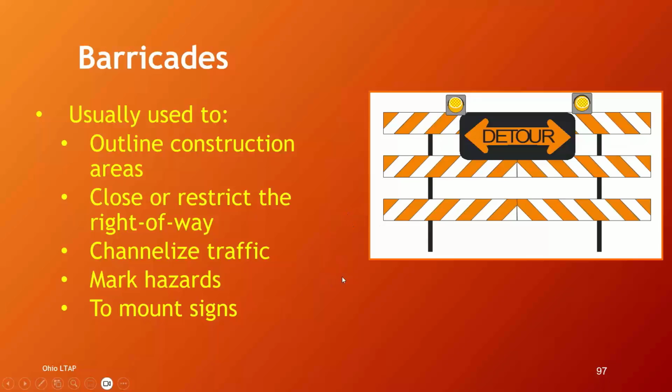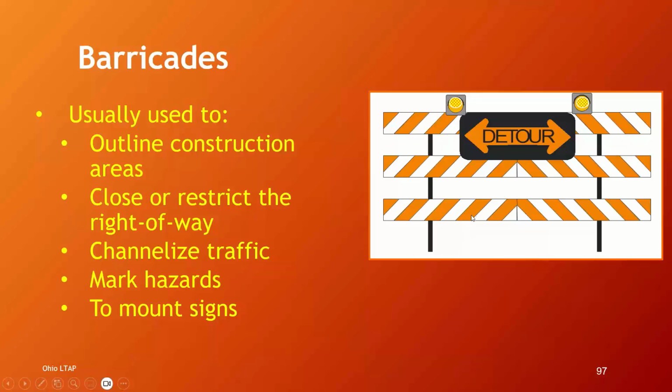Then we have our barricades. A lot of times we close a street, or in our long-term work zones, we might use these. But these are basically used to outline construction areas, maybe on our long-term construction areas, or close a street. Some of these designs of barricades can be used for channelization or to mark hazards. As you can see, we can hang signs on them as well. So it's a very common thing to see type 3 barricades with a sign on it that says road closed or detour.